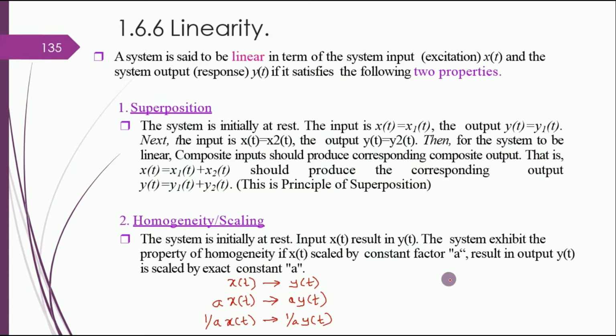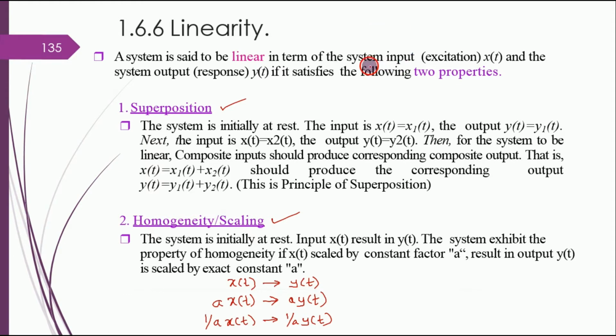Now we'll quickly go to the next property of the system, and the last property of the system, that is linearity. A system is said to be linear in terms of the system input excitation x of t and the system output response y of t if it satisfies the following two properties. The meaning is, the system is said to be linear in terms of system input x of t and system output y of t if and only if it satisfies the following two properties. What are those two properties? One is the superposition property and the second is the homogeneity property or scaling property.